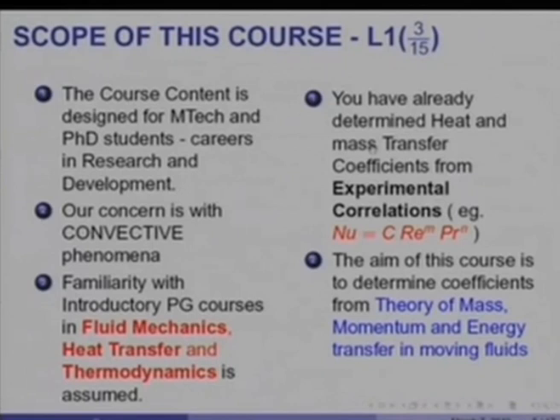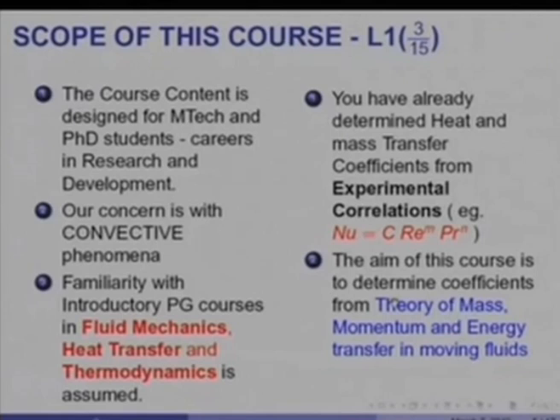For example, you have already determined heat and mass transfer coefficients from experimental correlations such as Nusselt number is equal to constant multiplied by Reynolds number to the power of m multiplied by Prandtl number to the power of n, and C, m, n are specific to a particular situation in which you are considering the heat transfer. The aim of this course is to determine the heat and mass transfer coefficients from theory of mass, momentum and energy transfer in moving fluids.